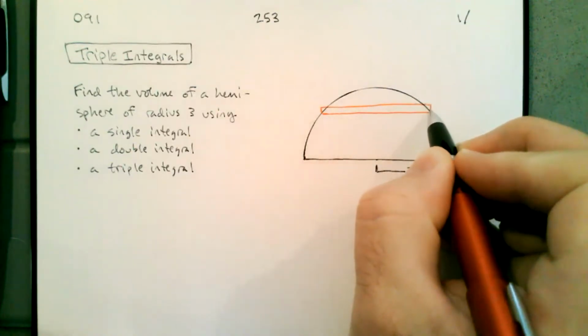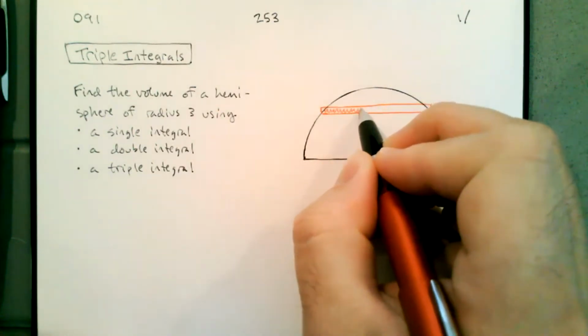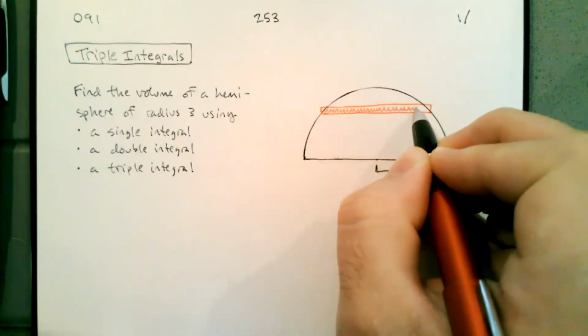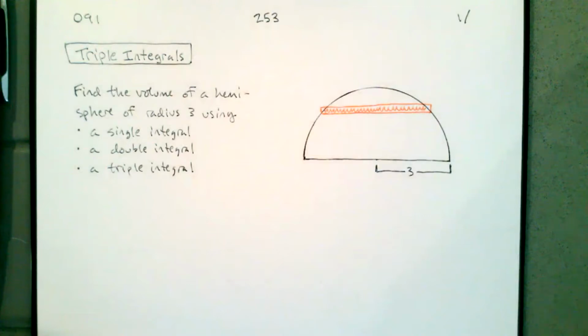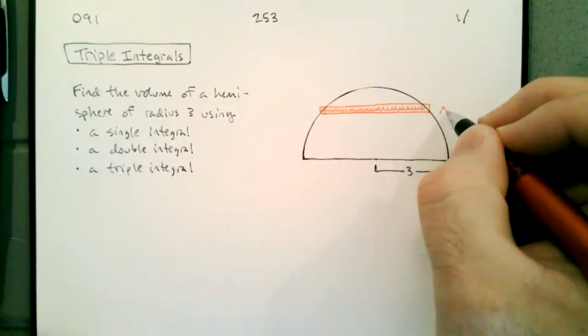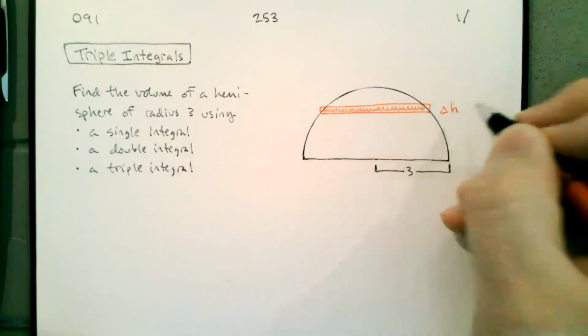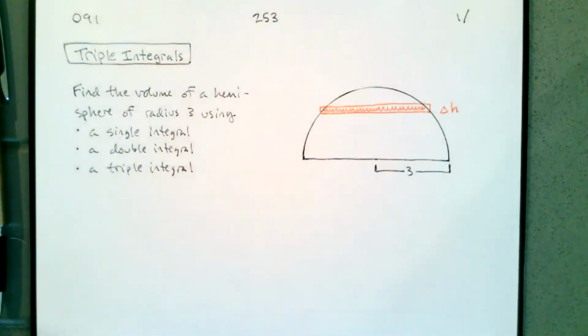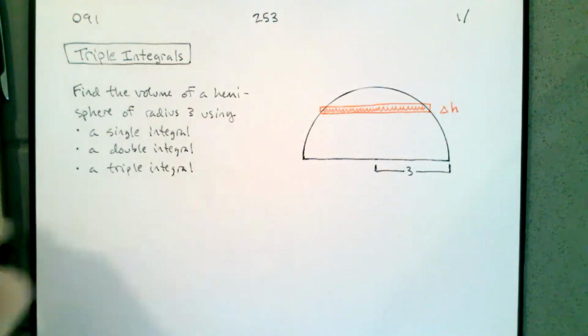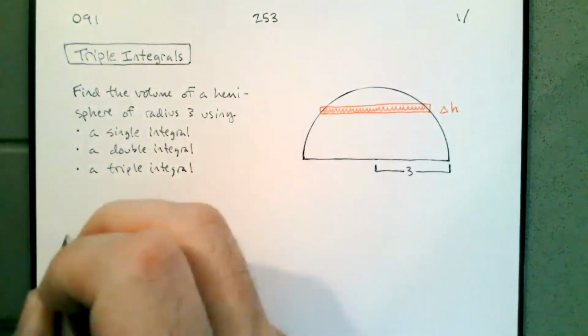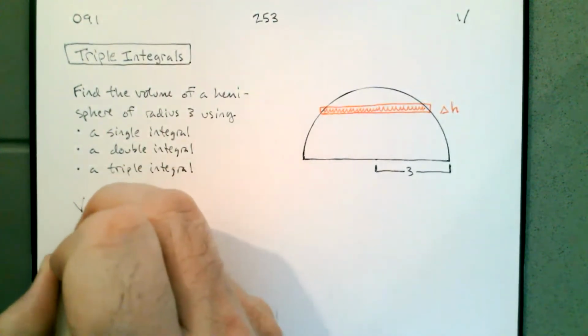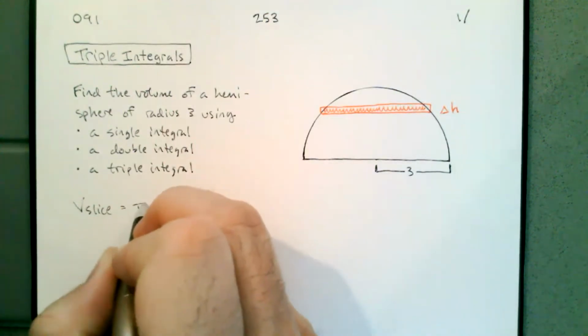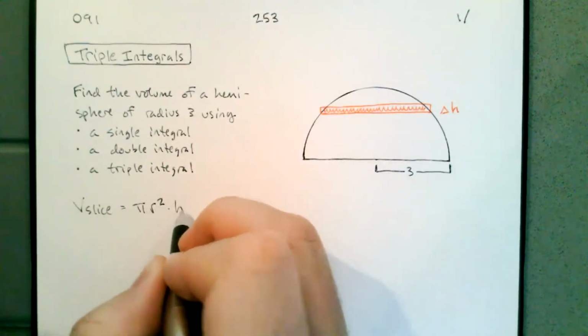I don't want to set this up as a quiz or anything like that, but what we did was we set up a slice. We set up a slice and gave that the delta variable. The thinness of this slice, let's say, is delta h. And then we said, if this is a piece of a hemisphere, then the volume of that slice is pi r squared times the height. So for that single integral, we set up a volume of the slice as pi times the radius squared times the height.